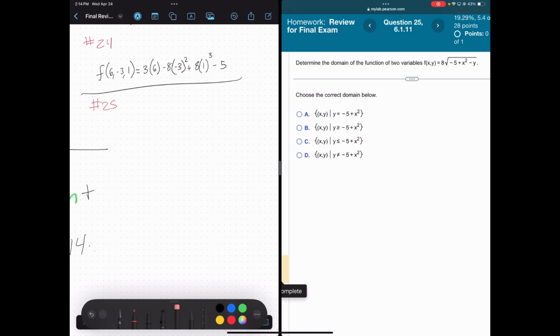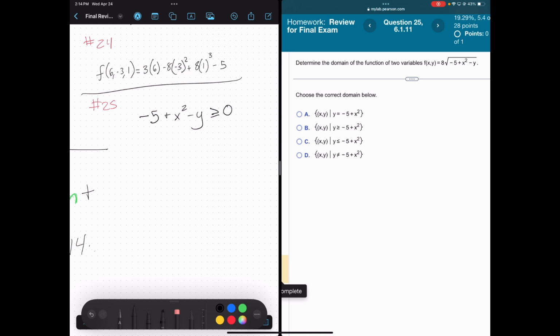That means I can pull out everything inside the square root, so negative 5 plus x squared minus y. I can just look at what's inside the square root and say, this has to be greater than or equal to 0. It cannot be negative. So where do I go from here? See which one matches that.